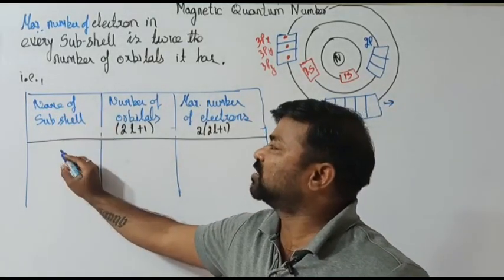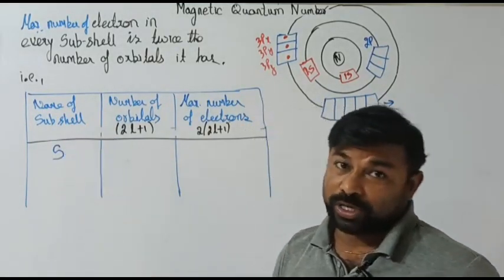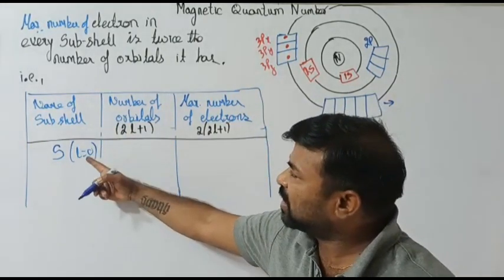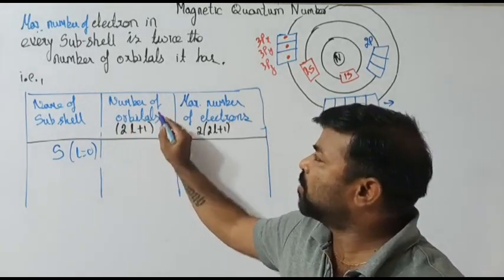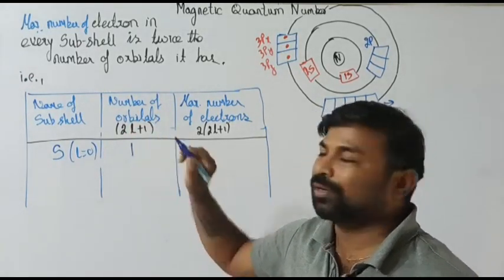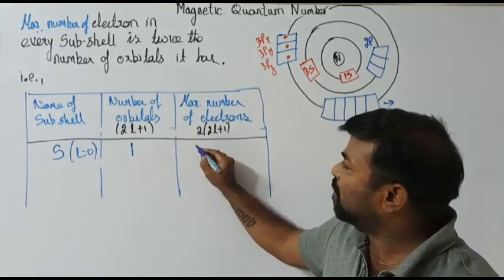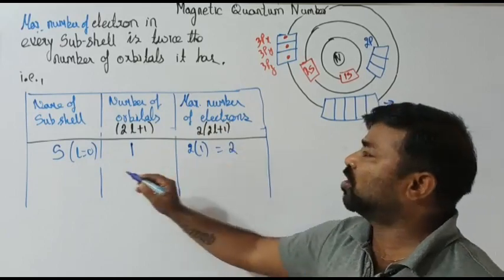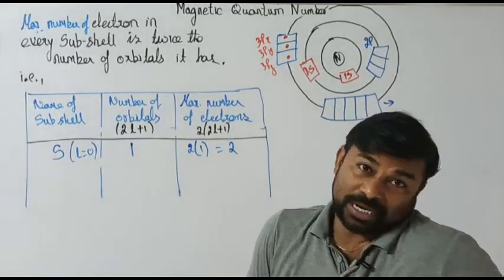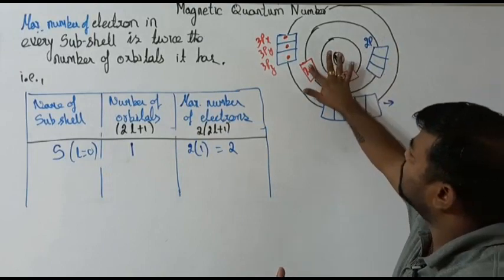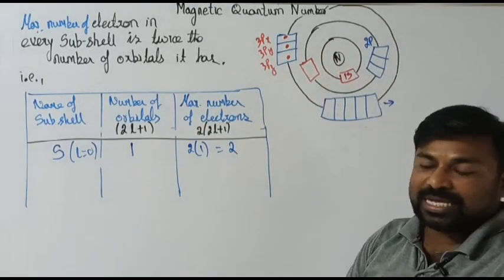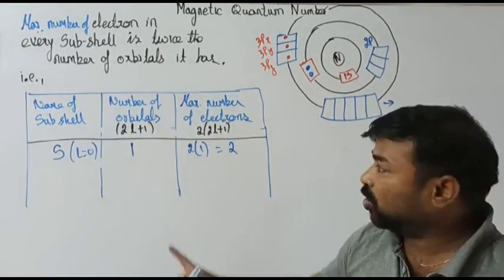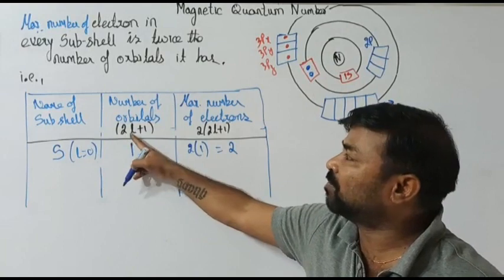Now let's go for the name of the subshell. Let us go for the s. Okay, we know the l value is nothing but 0. Now let's plug in l is equal to 0 here. The number of orbitals it has is nothing but only 1. Now if you multiply that 2 into 2l plus 1, we get 2. So the number of electrons in the s orbital is 2. Let us go for this one. Now let us pick any s orbital. Yes, in this s orbital, the maximum number of electrons that can be accommodated is only 2. Why? Because it has only one orbital, with the help of the formula 2l plus 1.